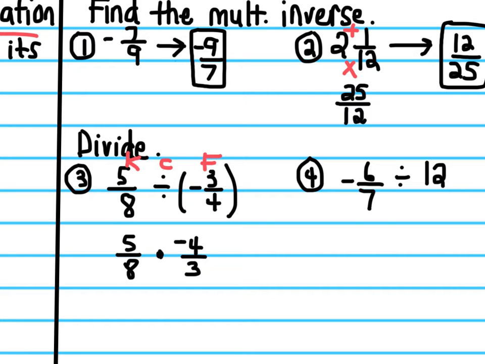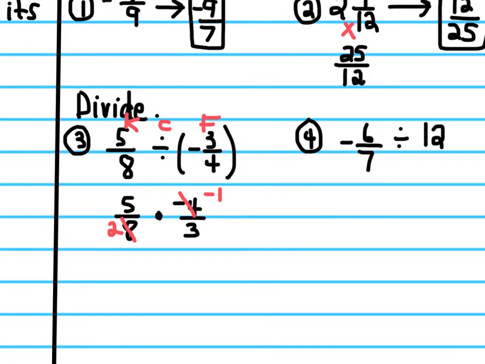Okay, now when you're multiplying, you can always cross cancel. Once you flip, look to see if you can cross cancel, and I can right here. So I'm going to go ahead and do that. I'm going to divide them both by 4, and that's going to give me a -1 here and then a 2 here. And then we just multiply across. So 5 times -1 is going to be -5. Okay, and then 2 times 3 will be 6. And then we box our answer.